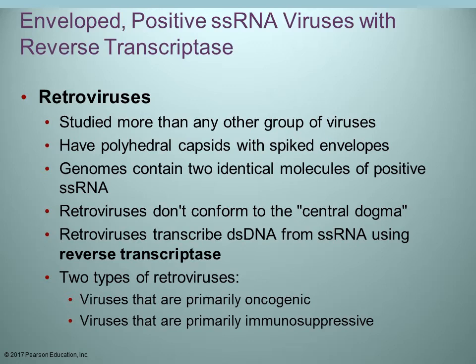So if you remember, transcription is the process of using DNA as a template to make RNA. If you're using a reverse transcriptase, you're going the other direction, which means you're going to use that single-stranded RNA as a template to make double-stranded DNA. Is it an extra step? Yes, it is, but it's going to do it anyway. There are two types of retroviruses. One type usually is oncogenic, meaning cancer-causing, and the other is mostly immunosuppressive.